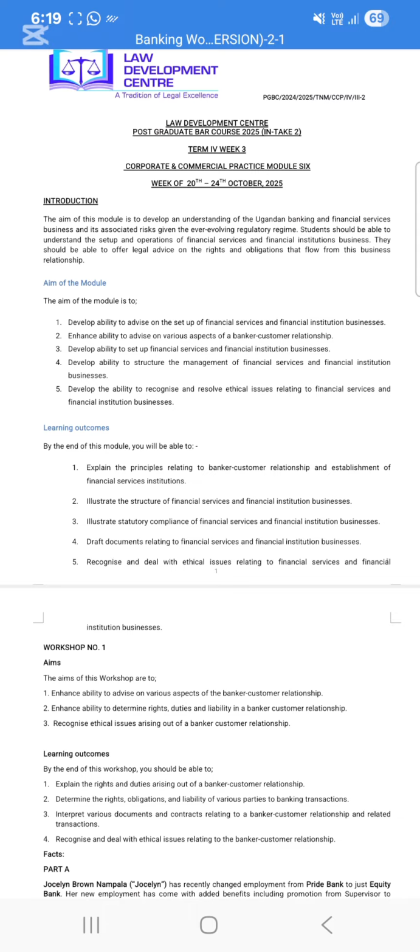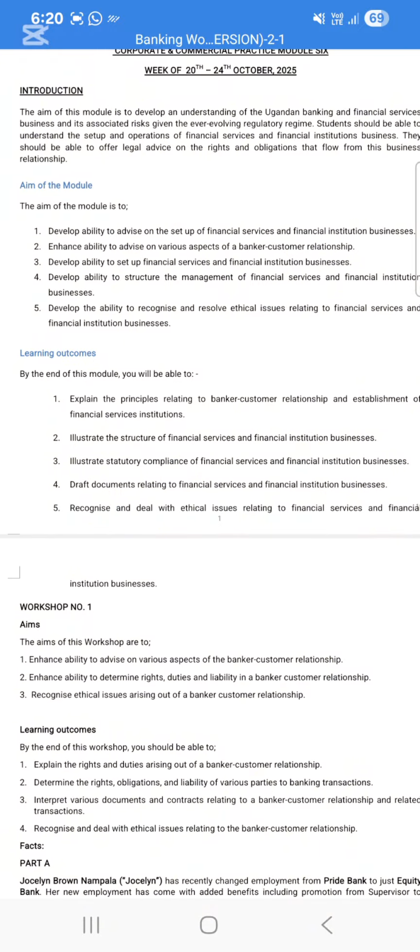So basically, as far as this workshop is concerned, we shall be looking at banks, how they are established, and what the licensing requirements are. We shall look at microfinance or MDIs, how they are established, and what their licensing requirements are. We shall look at money lending companies. We shall look at savings and cooperative societies and basically how they are established.